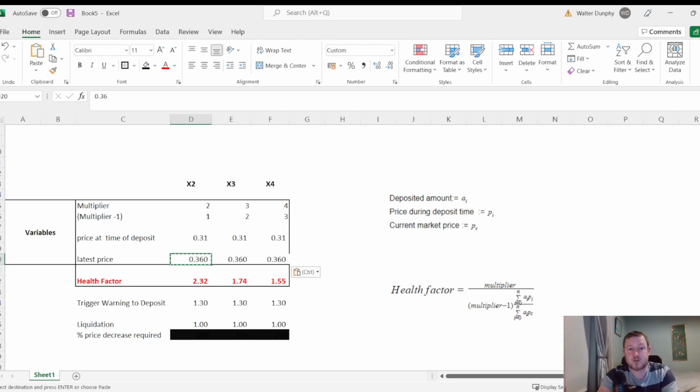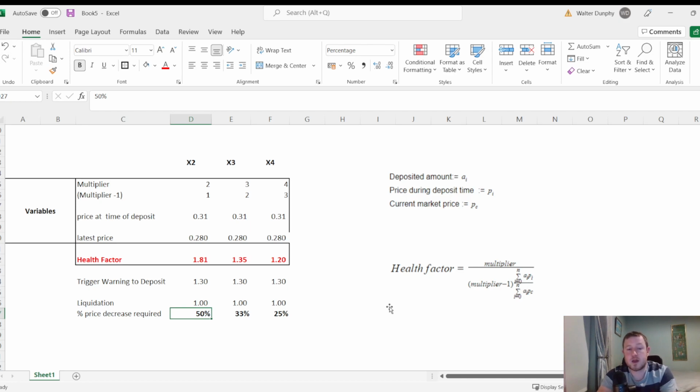But let's say the price of COTI decides to fall and drops down to 28 cents USD. At this level, the health factor for the person with a 2x multiplier is down to 1.81. For a person with a 3x multiplier, it is down to 1.35. And for a person with a 4x multiplier, it is down to 1.2. So it is getting closer to that level of 1.0 where you would be liquidated. At that point, this person with a 4x multiplier will be getting a warning that they have to potentially deposit more COTI soon to try and keep their position open.